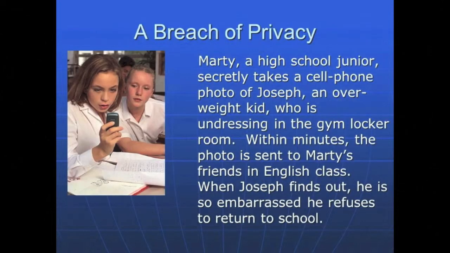Our next example of cyberbullying is a breach of privacy. Marty is a high school junior who secretly takes a cell phone photo of an overweight student named Joe and sends that photo out over the internet to the rest of the school. Joe gets embarrassed and does not want to come back to school anymore.